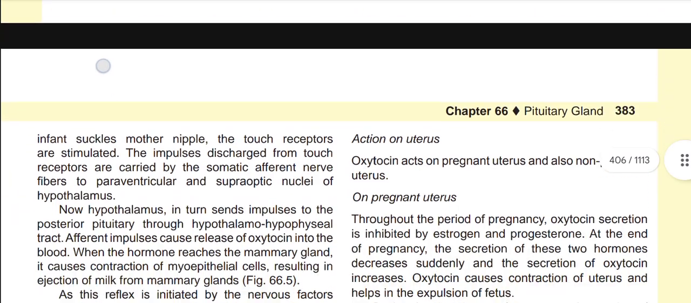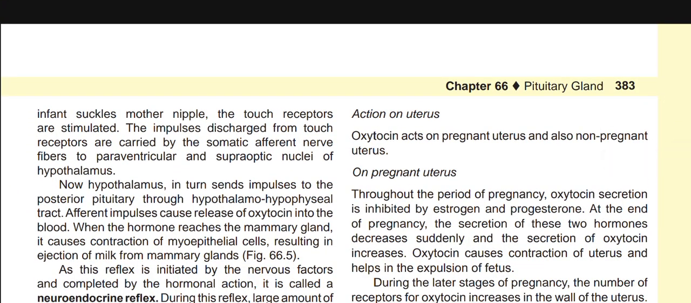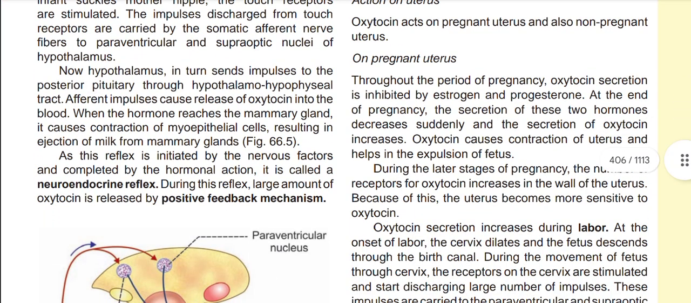When the infant suckles the mother's nipple, the touch receptors are stimulated, and then the impulses discharged from the touch receptors are carried by the somatic afferent nerve fibers to paraventricular and supraoptic nucleus of the hypothalamus. Now, hypothalamus in turn sends the impulse to the posterior pituitary through the hypothalamus hypophyseal tract, and then the impulses cause release of oxytocin into the blood. When the hormone reaches the mammary gland, it causes contraction of myoepithelial cells and results in the ejection of milk from mammary gland.